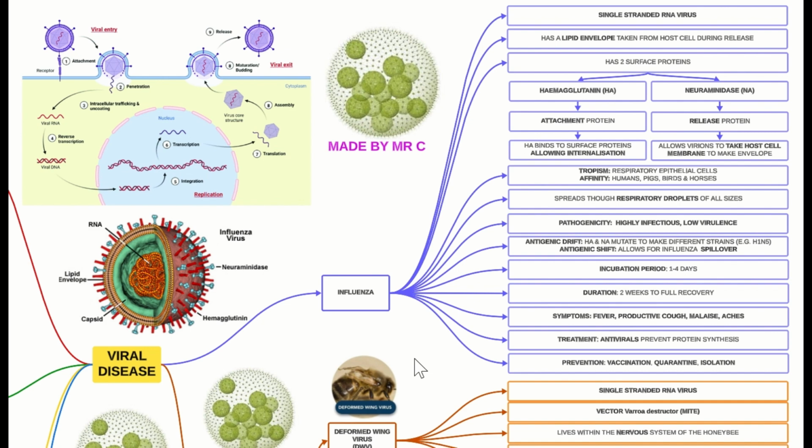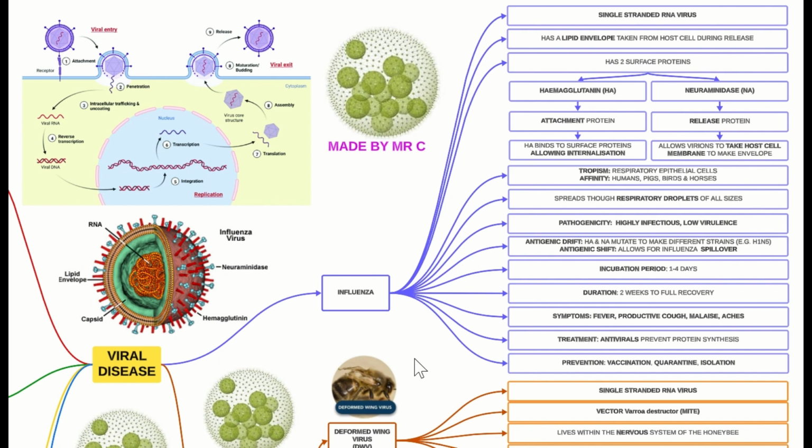It undergoes antigenic drift, which are small mutations in the surface proteins to create the different strains like H1N5, etc. Occasionally, there's an antigenic shift, which allows for influenza to spill over into other species, which means it jumps from one species to another because the receptors have mutated enough to do so.